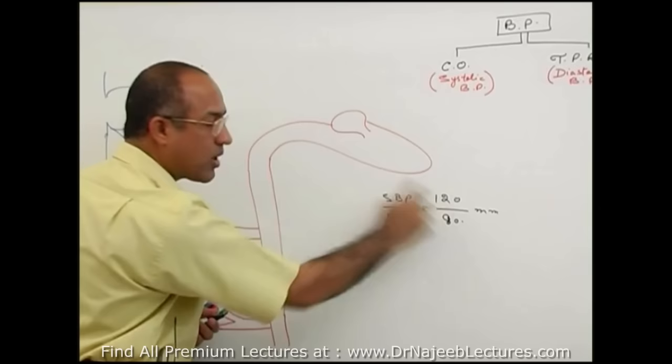This is a normal thing, that on standing your blood has a tendency to pool into the lower part of the body, but thank God the sympathetic nervous system fires and constricts the veins and prevents the pooling of the blood and maintains the venous return to the heart. Claro? Right.